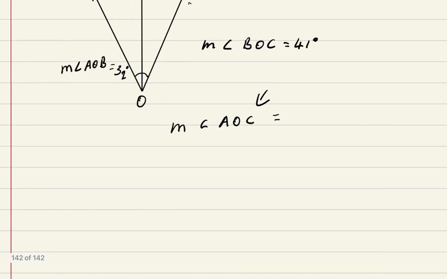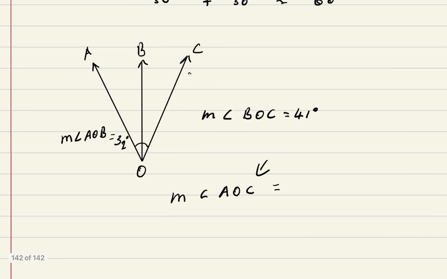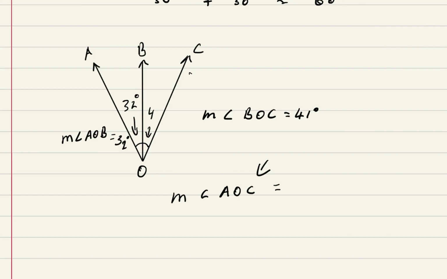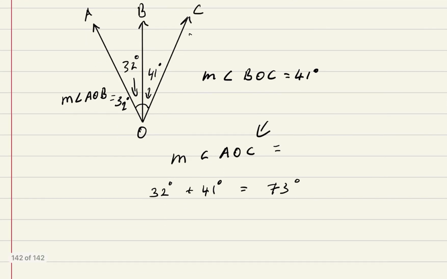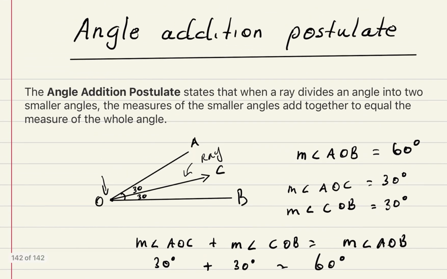Okay, so let's go through this together. So remember what we said. So the measure of angle AOB is just this one, which is 32 degrees. And then the measure of angle BOC is this one, which is 41 degrees. So all you have to do is just add those angles, 32 degrees plus 41, which is equal to 73. Okay, so that's all really what the angle addition postulate is.